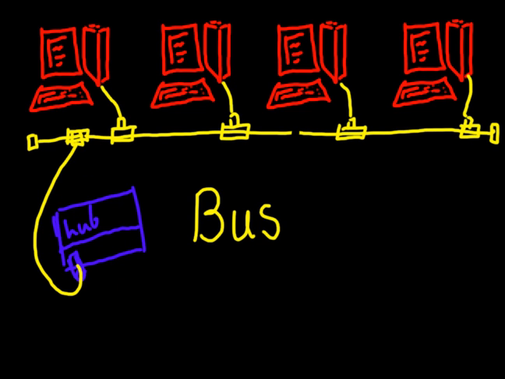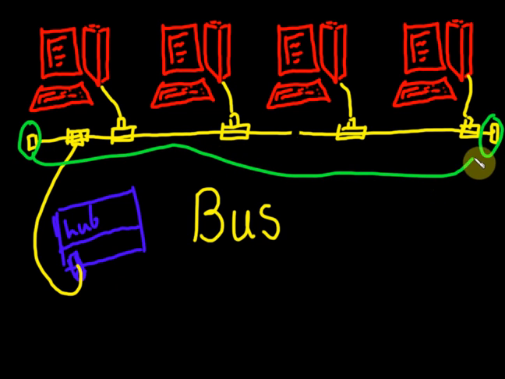Now, there was a variant of this, almost the same. And that was, they said, well, hang on, what we've got here is we've got a terminator there and a terminator there, and this is silly. Why don't we just take those two ends and connect them together? Then we don't need the terminators. Also, that means that all the computers theoretically have a shorter distance to get to this hub and each other. So let's have a look at that.